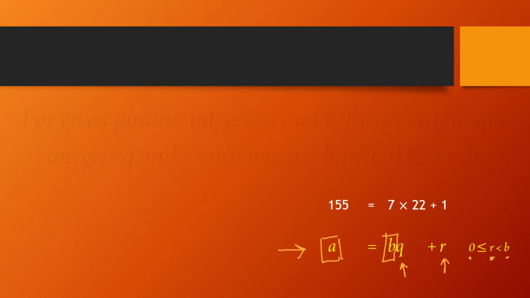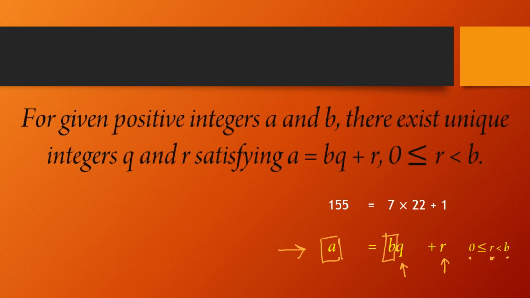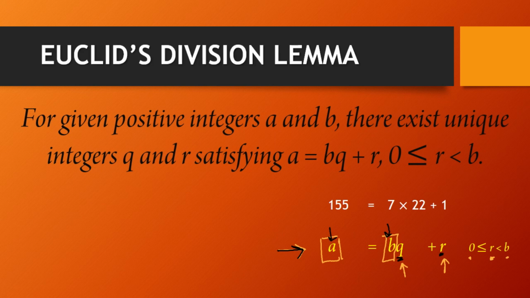I will read it as for given two positive integers a and b, there exist unique integers q and r. Why unique? Because you divide a number of times, every time quotient and remainder will be the same, satisfying this equation a equals bq plus r, where the value of remainder either equals 0 or is positive but less than b, meaning less than the divisor. So this statement is nothing but Euclid's division lemma. Very simple, very easy, just correlate it with what you have done in upper primary classes, the long division method. This statement is known as Euclid's division lemma.